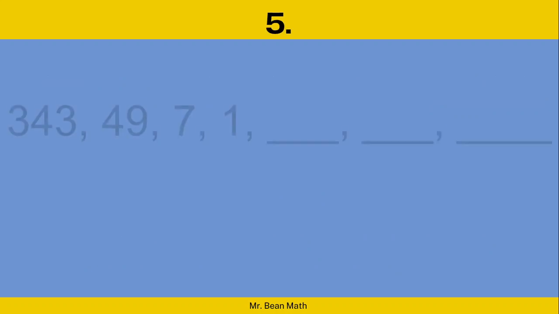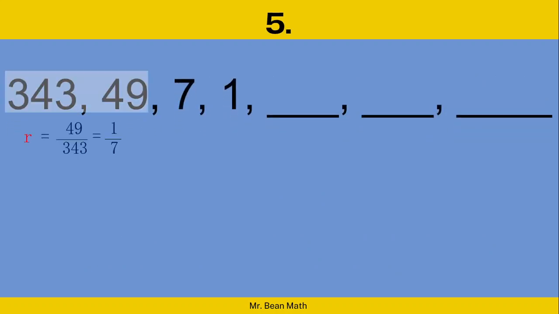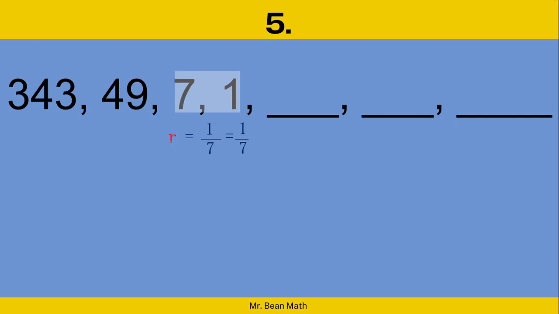For number 5, 49 divided by 343 is equal to 1 over 7. 7 divided by 49 is equal to 1 over 7. 1 divided by 7 is equal to 1 over 7. So the sequence has a common ratio of 1 over 7.